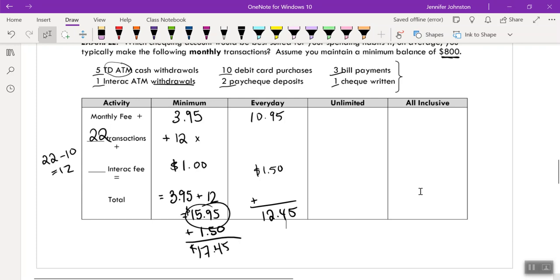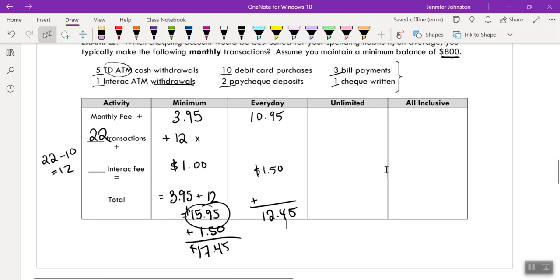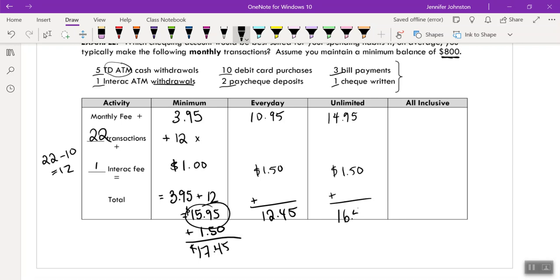Let's go check out the unlimited. The unlimited costs $14.95, and again, we have to pay for that one Interac transaction. So we only had one Interac fee. Oh, common mistake. That should be a 4. There we go. And that gives us $16.45.